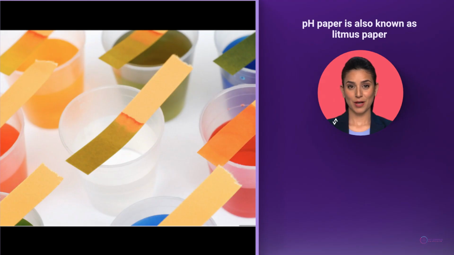pH paper, also known as litmus paper, is a type of paper that is coated with pH-sensitive compounds. It changes color based on the acidity or alkalinity of the solution. In semen analysis, pH paper is used to determine the pH of semen. The normal pH range of semen is between 7.2 and 8.0. If the pH of semen is outside this normal range, it can indicate a problem with the seminal vesicles or prostate gland. pH paper is not as accurate as a pH meter.